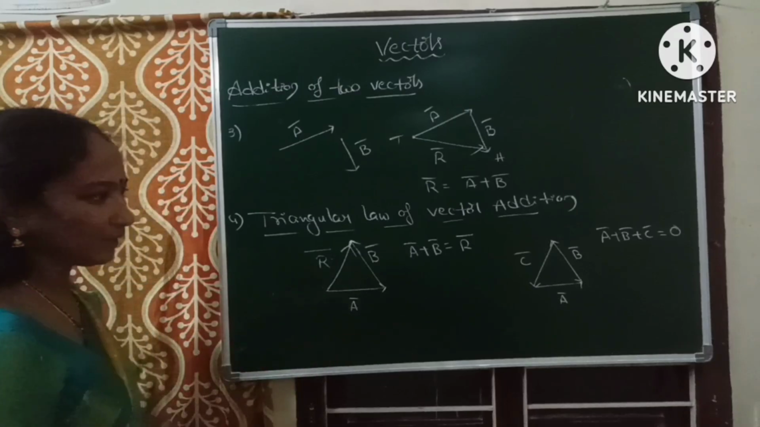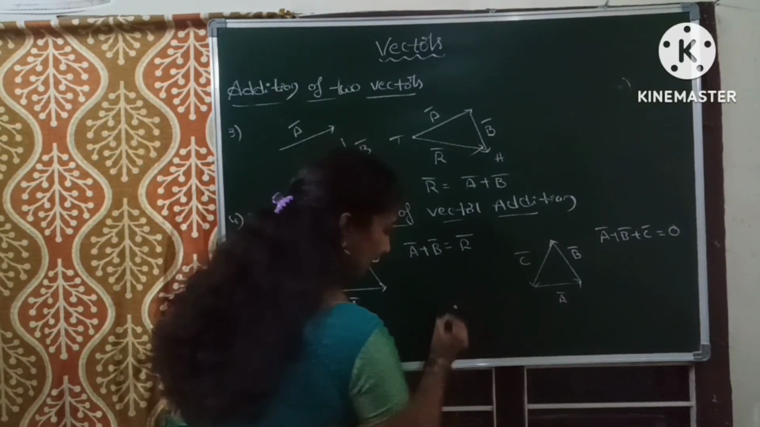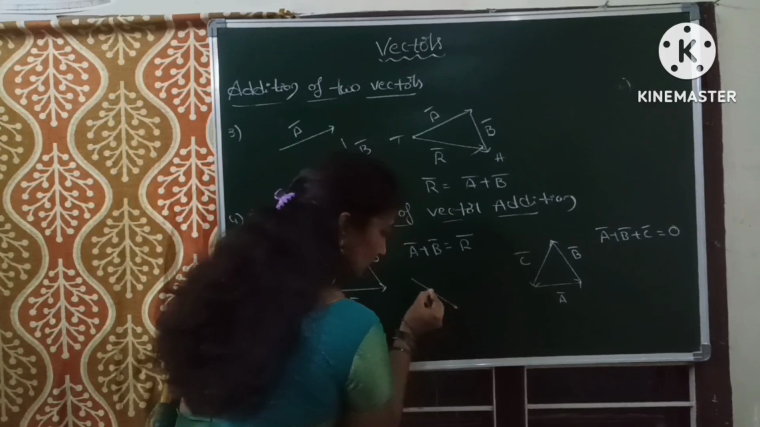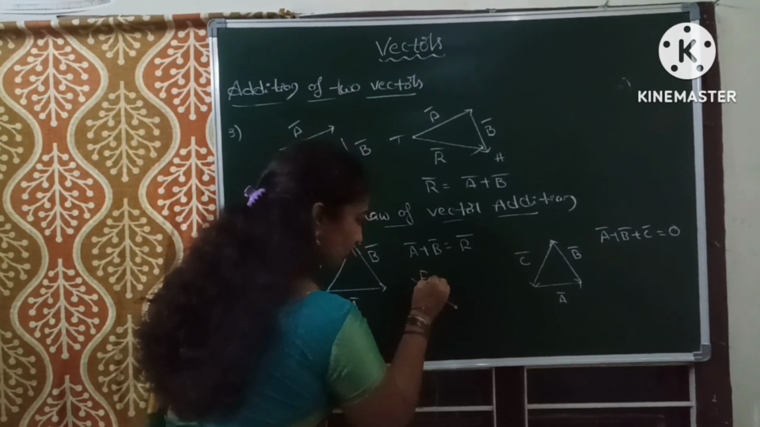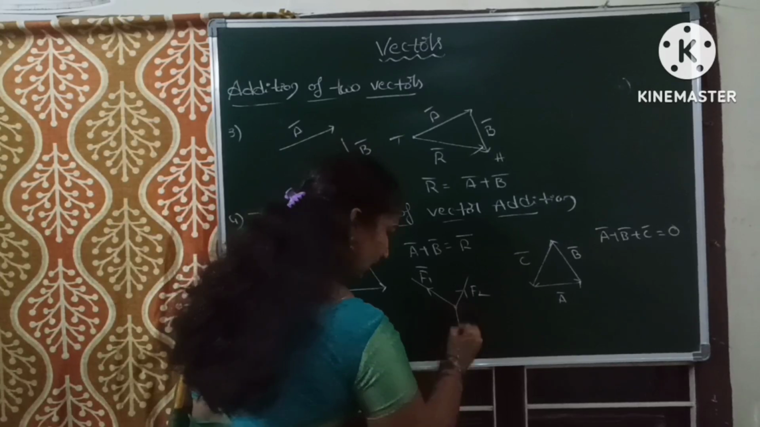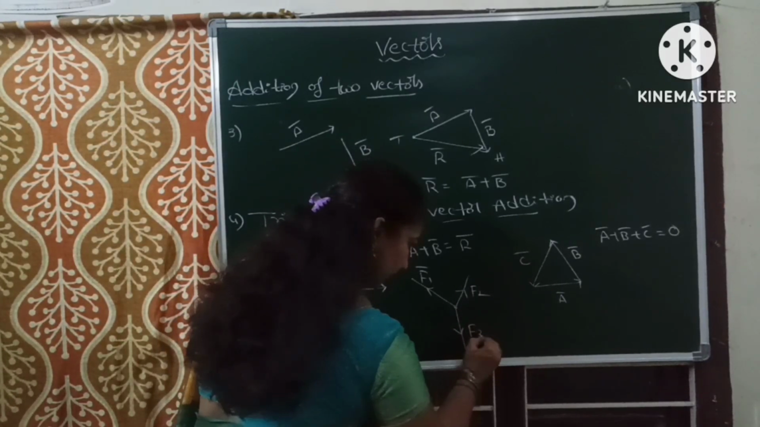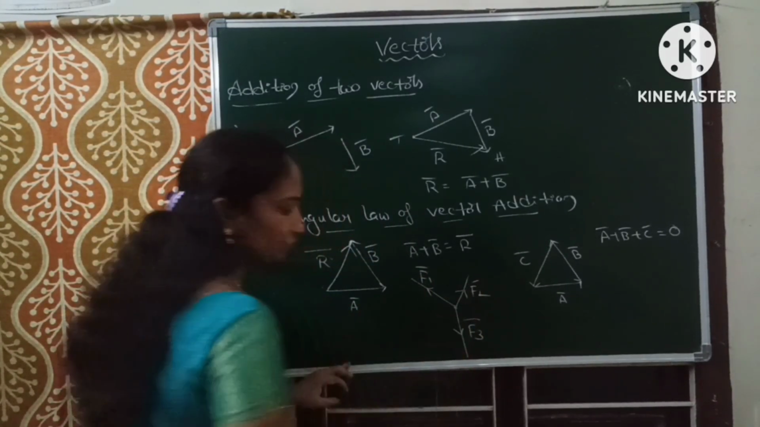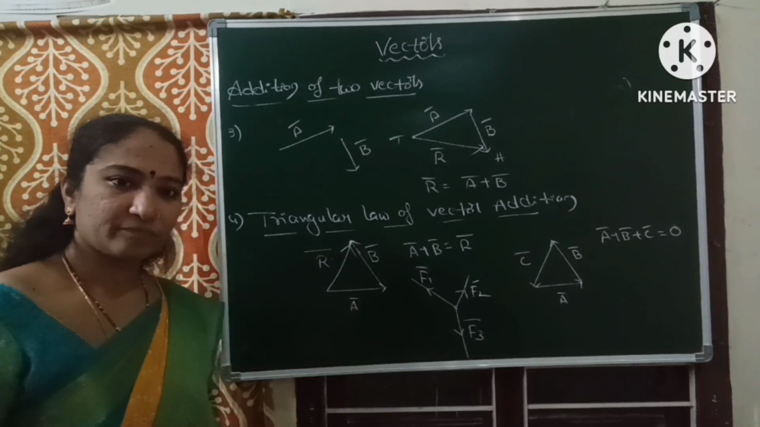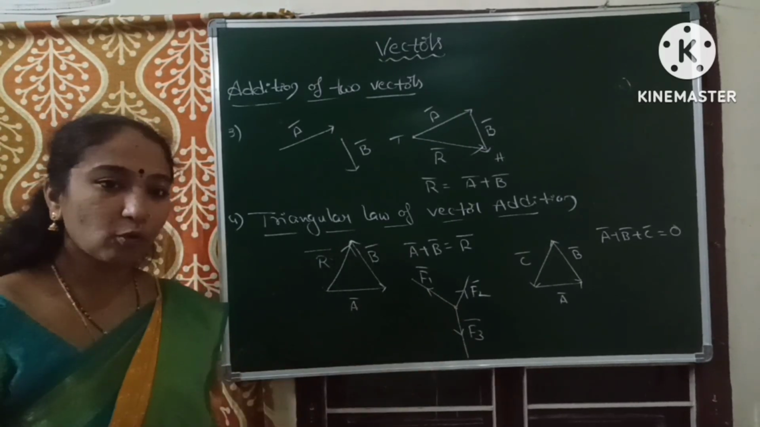So what will happen? For example, here I consider one particle. Three forces are applied on the particle. So this is F1 bar, the first force, and it is the second force F2 bar, and the third force F3 bar. Three forces are acting on a single particle, all in the same order.